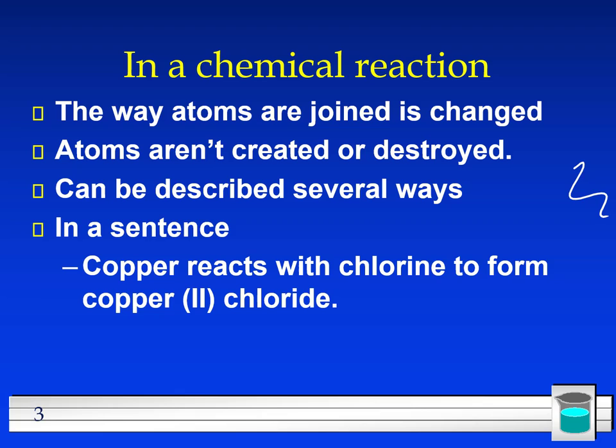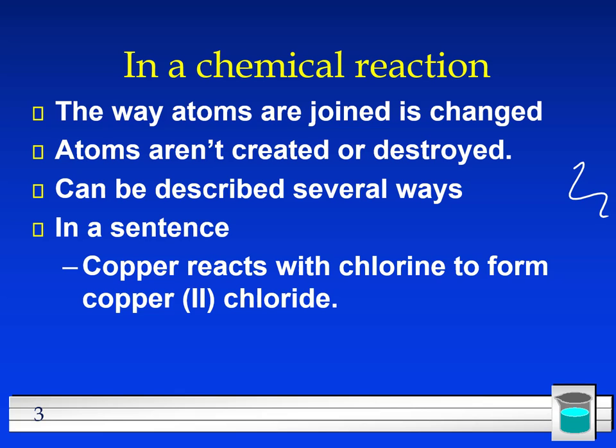One of the ways is in a sentence. Here's a sentence that describes a chemical change. Copper, an orange metal, reacts with chlorine, a greenish yellow gas, to make copper 2 chloride, which is a green powder, a green solid. So in my sentence, I start off with copper and chlorine. Those are my reactants. And I end up with copper 2 chloride. That's my product.